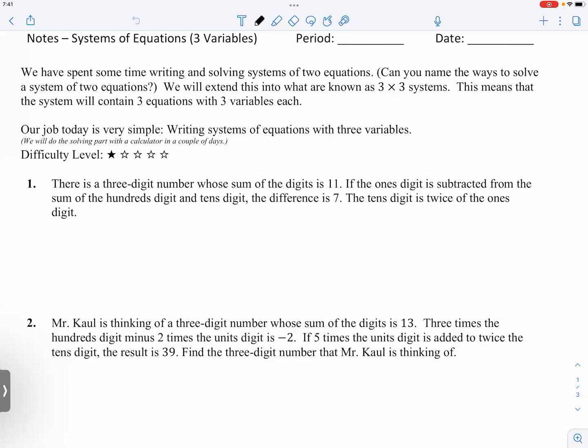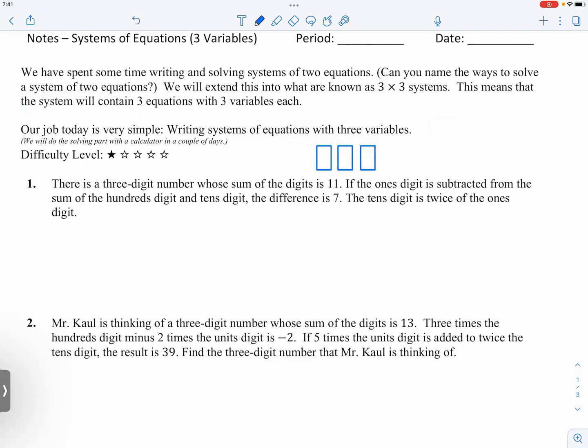All right, so let's take a look at number 1. There is a 3-digit number. If you have difficulty perceiving or visualizing what's going on here, just think about a 3-digit number right here. Let me go ahead and make a nice rectangle. So this is a 3-digit number.